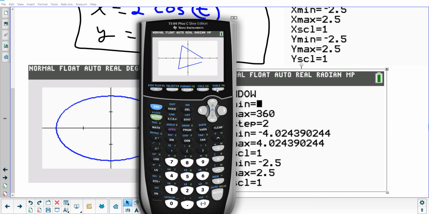Does that look like a circle? No. It's plotting a point at 0, 2, 4, 6. It's plotting 4 points. 1, 2, 3, 4, and then it's connecting them all. What would be a better step value? Because I'm only going from 0 to 6.28.